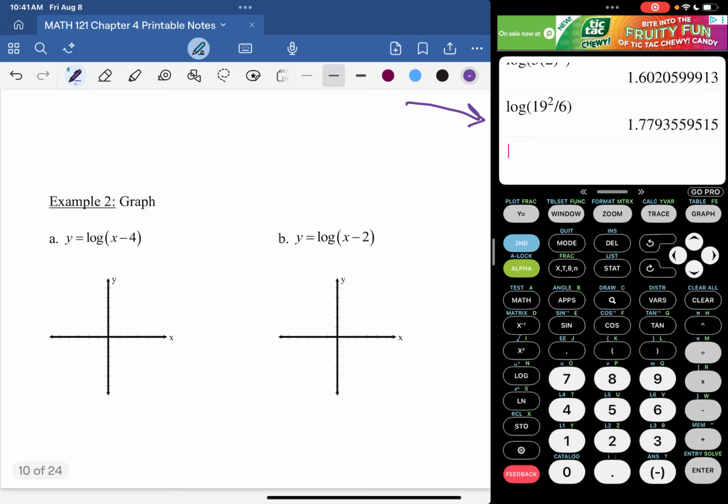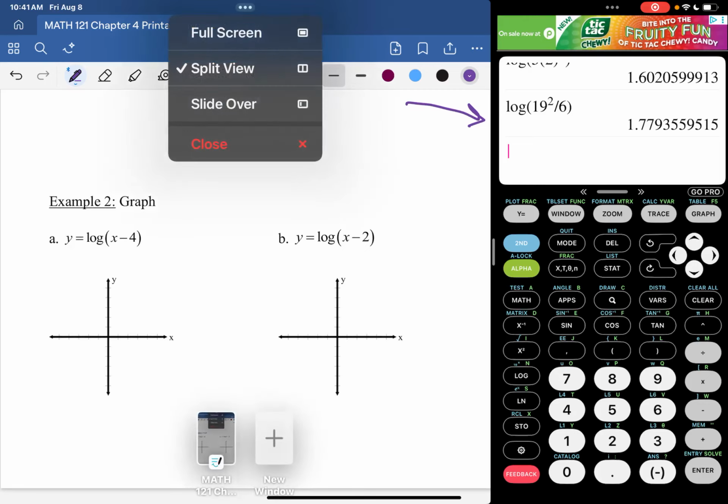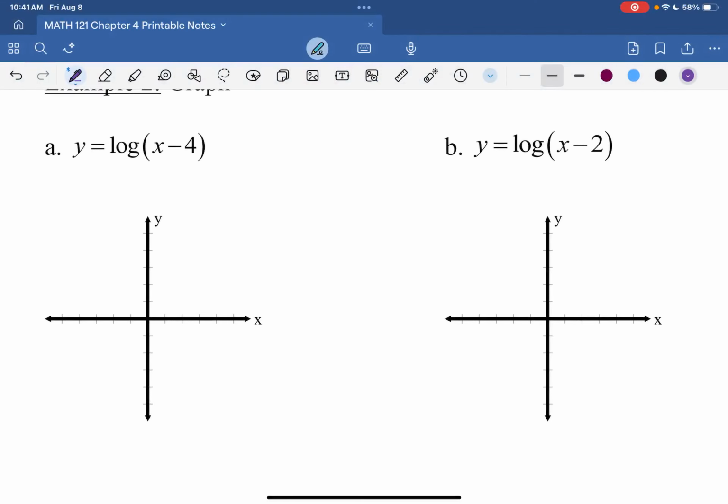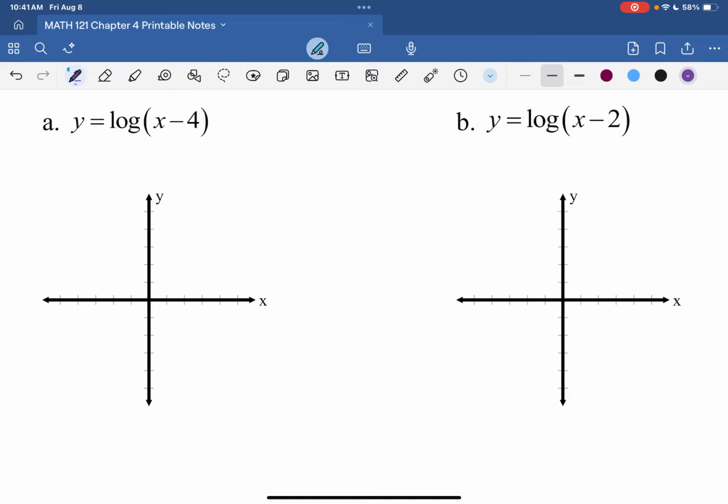Now to graph logs, we don't need our calculator. So it's taken me a second to figure out how to get the calculator and the screen up here at the same time. So remember that if we make a little XY chart, all logs go through the point 1, 0, unless they're shifted, and this one is, but initially 1, 0, and then 10, 1, because whatever the base is. But this one is shifted to the right 4.